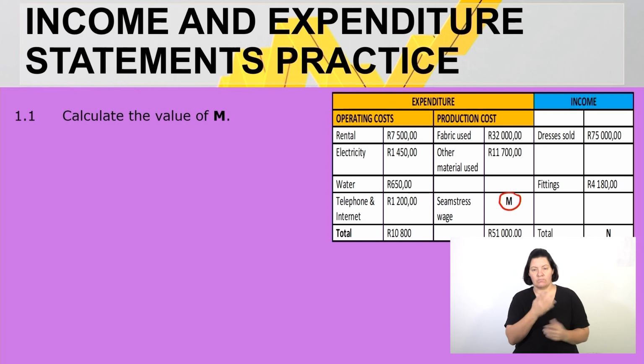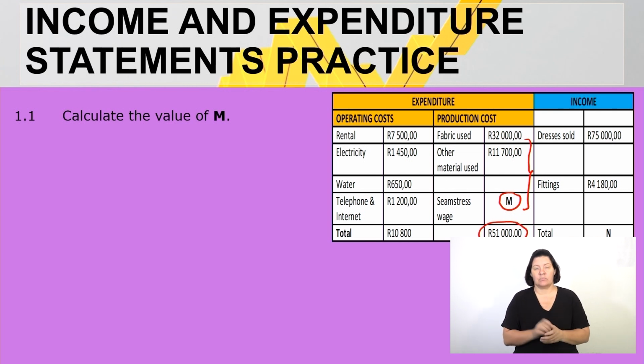So therefore, I'll take the 51,000 and I will subtract the fabric used and the other material used, okay, to get whatever the seamstress wage will be. Because these three amounts, if you add them together, they should give you your total for the production cost.